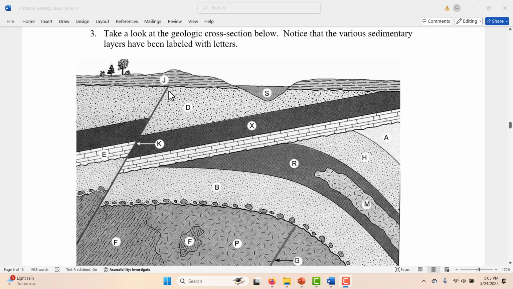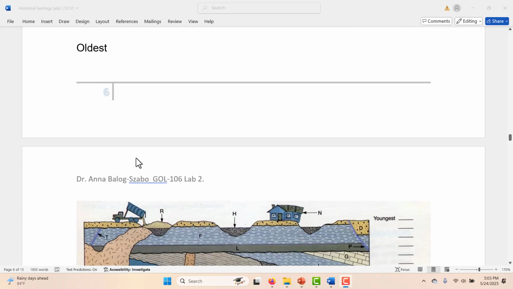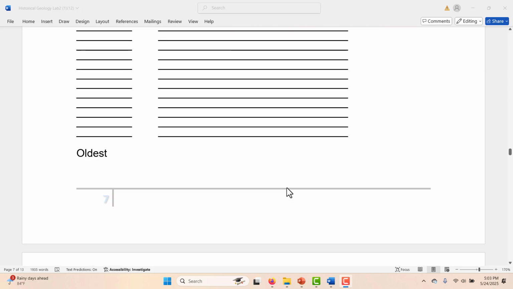Don't forget to look at the big fault line here, the K. It basically went through everything. So make sure that you understand where to put that. If you have any questions, you can always ask me if you text me. Probably this is the most complicated because you can see that there are different ages of igneous rocks. See, the A goes through everything, the S, and then the E doesn't go that much. And there is another fault line here. So I hope you will see all of them.